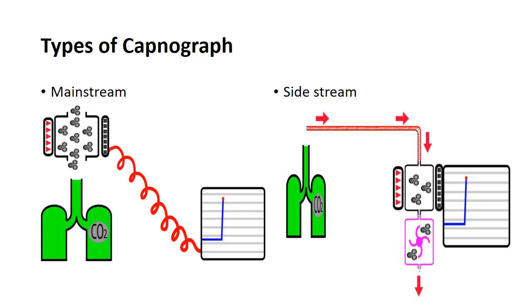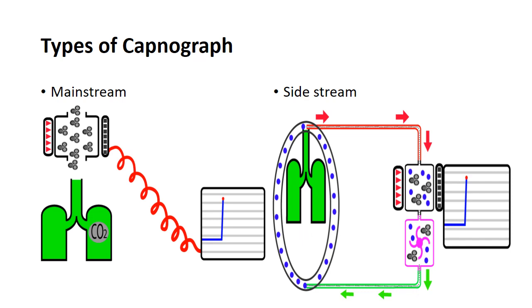In the sidestream analyzers, the analyzer is away from the CO2 expired by the patient, and a long narrow tube is connected to the patient end. A pump keeps suctioning a small quantity, that is 50 to 150 ml per minute, of the patient's respiratory gases, and this sample of gases flows across the analyzer, which is located away from the patient.